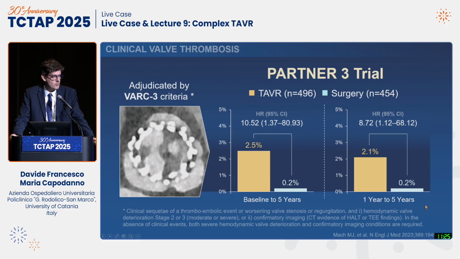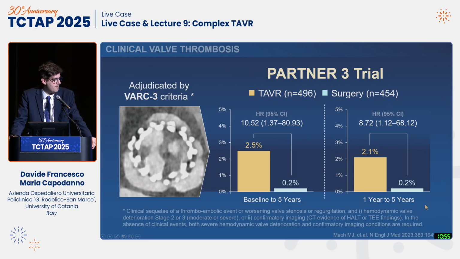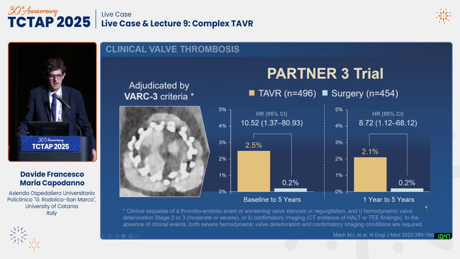And it's not trivial, it's not negligible, I would say, because this is the 5-year outcome from Partner 3, the balloon expandable valve, published in 2023. They applied the definition set by Philippe Généreux and colleagues, by the Academic Research Consortium, so VARC-3. With this pretty sensitive but also specific definition, which of course requires a thromboembolic event and a clinical manifestation of the thrombosis, the thrombosis rate with the balloon expandable valve is 2.5% at 5 years, as compared with 0.2% with surgery. So this is non-trivial, especially if you compare the two modalities.